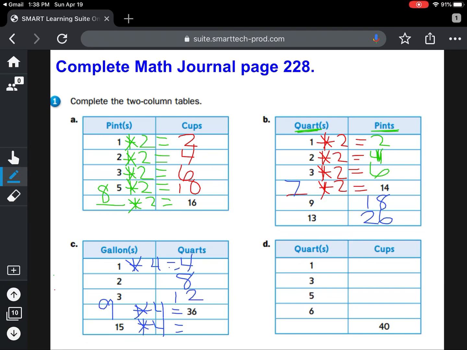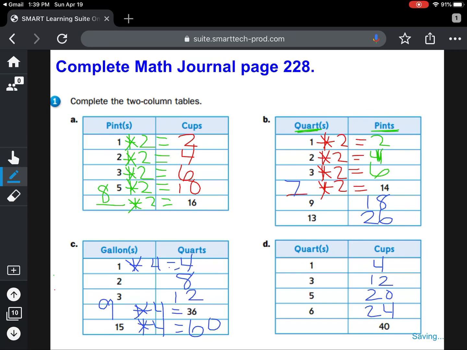After working it out, I would know that 15 times 4 equals 60, or 15 gallons is equivalent to 60 quarts. For part D, you are converting from quarts to cups. You should have known that 1 quart is equivalent to 4 cups. 3 quarts is equivalent to 12 cups. And 5 quarts is equivalent to 20 cups. 6 quarts is equivalent to 24 cups.